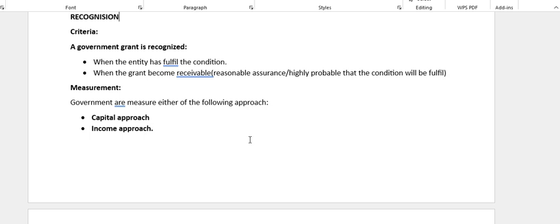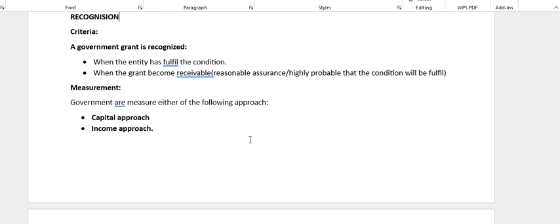Now, the second one is like the first one. If the probability that you are going to fulfill that condition is highly probable, in other words, the percentage is above 50%, it means that you can recognize the grant in your financial statement. That is how it is.